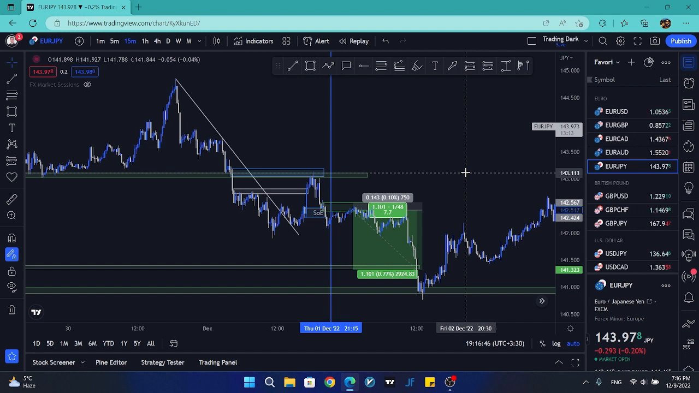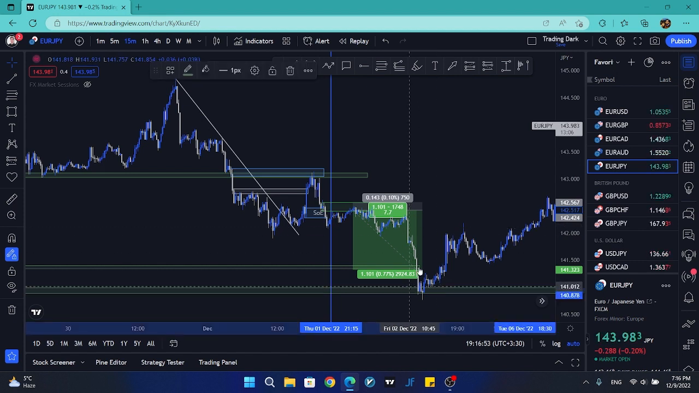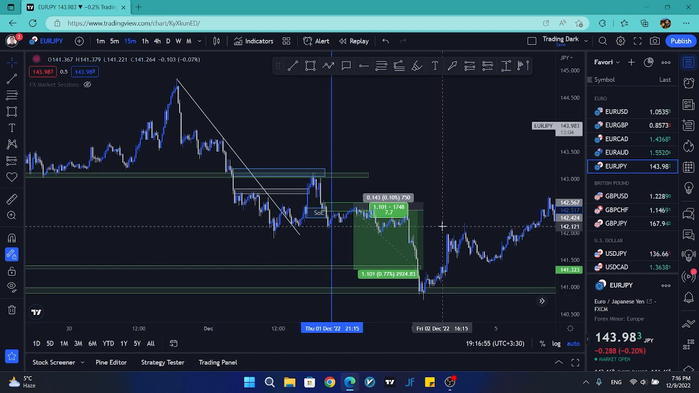So I left a little bit of my trade open for that target, but I wouldn't say this was my target because I didn't keep my trade to here. I closed a lot of my trade, a large amount of my trade, here.